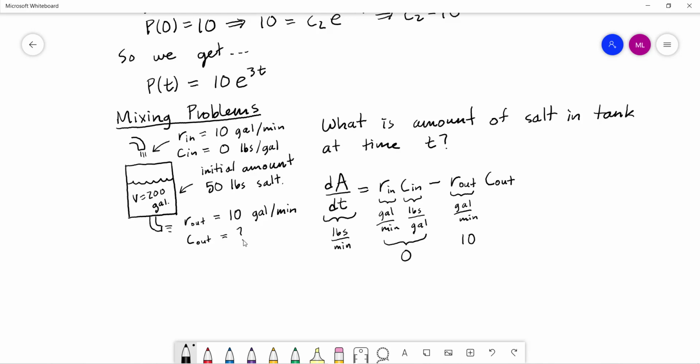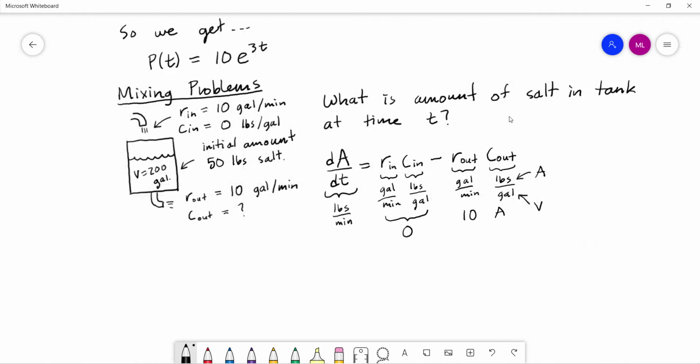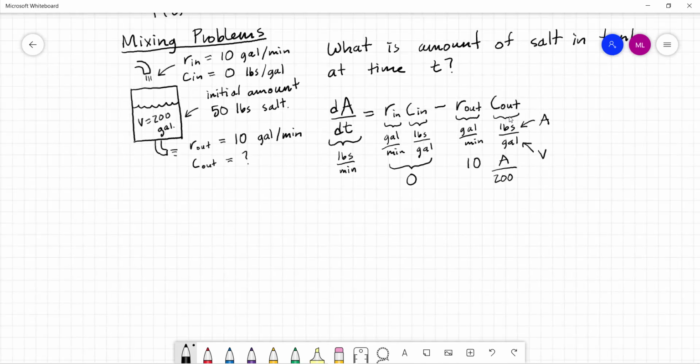But we can figure out how to write it as a concentration by however much is in the tank. So however much salt is in the tank, we know that that's out of 200 total gallons of volume in the tank, and the volume of this tank is not changing. So the concentration is going to have units of basically amount, so it needs to be pounds per gallon. The gallon is the volume of the tank, and the pounds is the amount of salt in the tank. So it's simply going to be A over V. And what is our V? 200. So here's our setup.